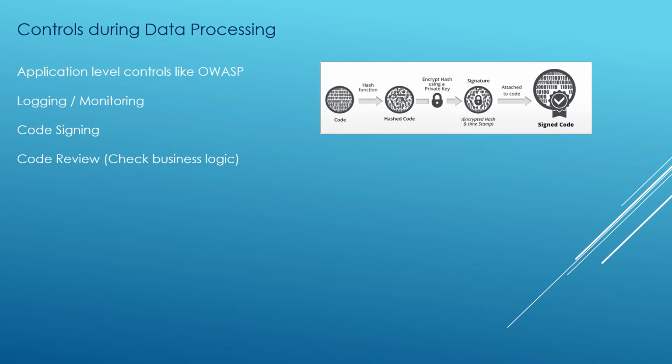The next two can be resource level controls or data level controls. They are code signing and code review. Code signing helps us make sure the right code is processing the data. And code review, we often perform for making sure information security bugs are found or things like that. We can extend it to business logic to make sure the business logic is not causing any integrity violations in the system.